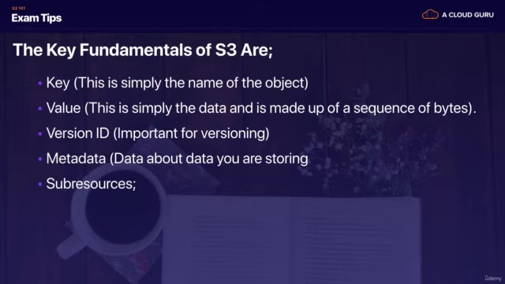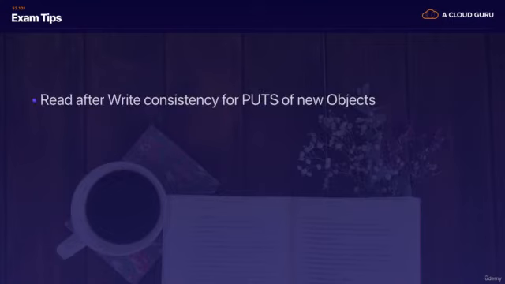We have metadata, which is data about the data that you're storing. We then have some sub-resources within here. So we've got access control lists and torrents. And that access control list basically is the permissions of that object. And you can lock each object down individually. So you can do it at a bucket level, and you can also do it at an object level as well. We're going to cover that off later on in the course.